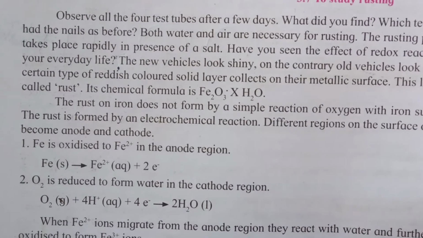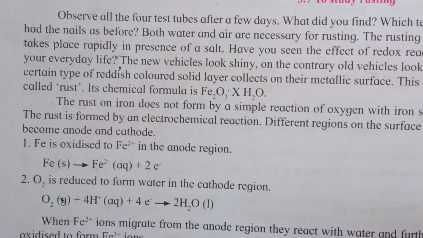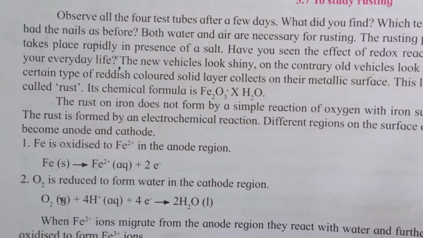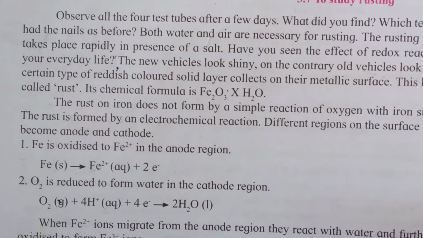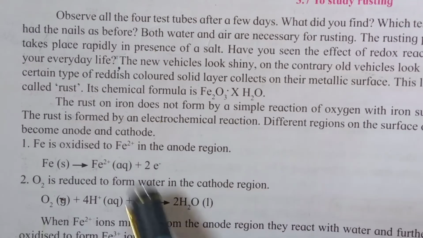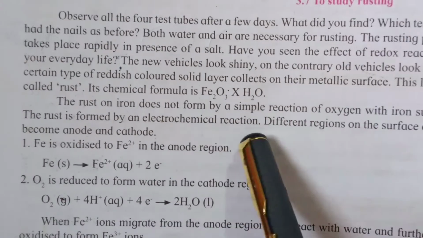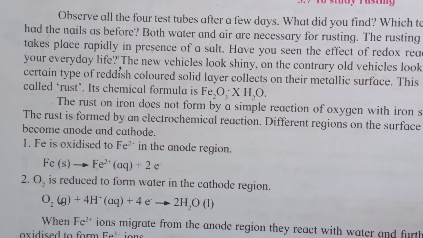Okay, the rust on iron does not form by a simple reaction of oxygen with the iron surface. Means what they have told here is that the rust which comes on the outer surface of the metallic objects does not form by a simple reaction of oxygen with the iron surface. The rust is formed by an electrochemical reaction. Means not a simple reaction, an electrochemical reaction takes place.